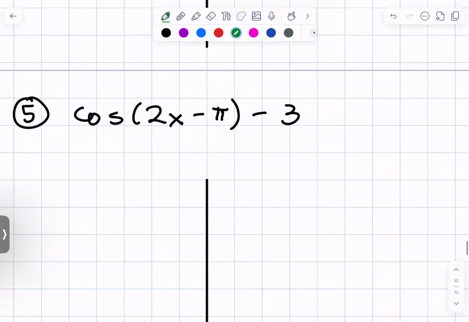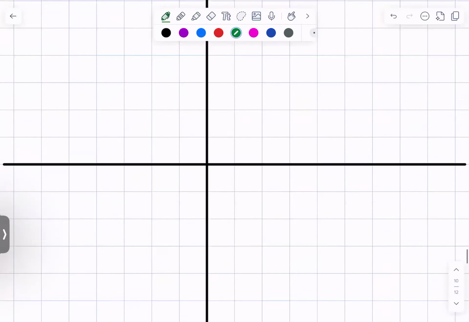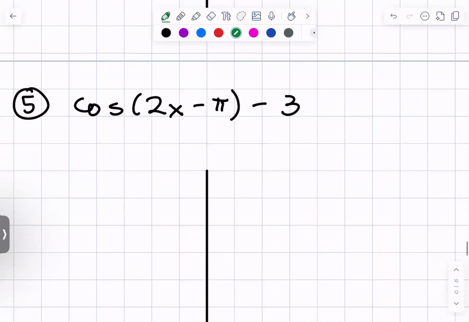Okay, how about this? I believe that this is my last one. So I have to graph y equals cosine of 2x minus pi minus 3. Here, what we have to first do is factor out our coefficient of x, okay? So if I factor that out, it will be x minus pi over 2.